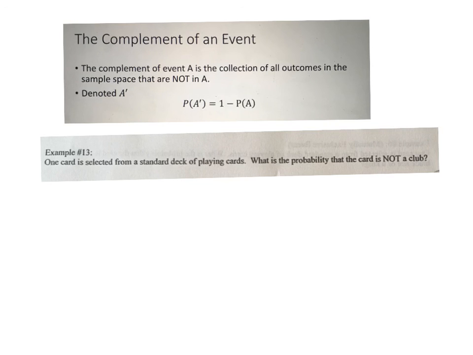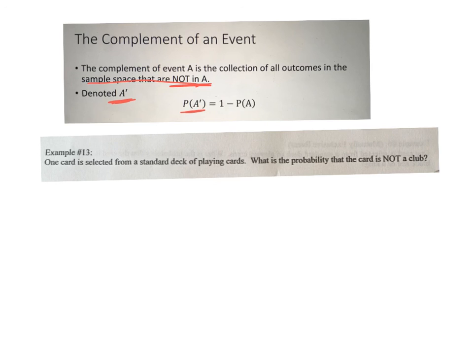The complement of an event is simply 1 minus the probability of the event. This should be really intuitive. So something that is not in A, it's denoted A prime. So the probability of A prime or the probability of not A is equal to 1 minus the probability of A. Let's think about this example.